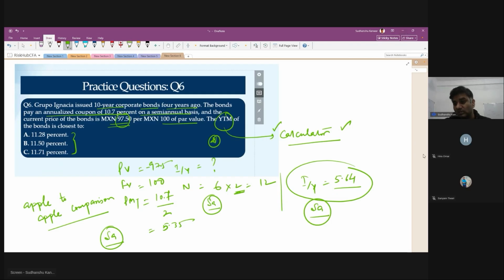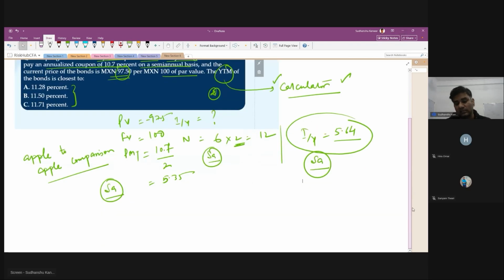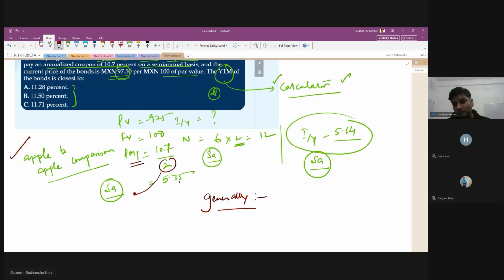Generally, please remember my words, guys. I'm trying to remove your confusion, which you will think of later on. I'm trying to resolve everything right now itself. Generally, this creates a lot of confusion among students. So remember very clearly that it is an apple to apple comparison. If PMT is semi-annual, if N is semi-annual, then I by Y will also be semi-annual. It cannot be different.